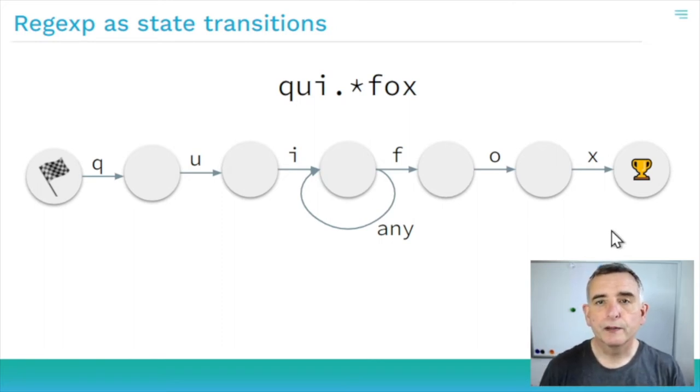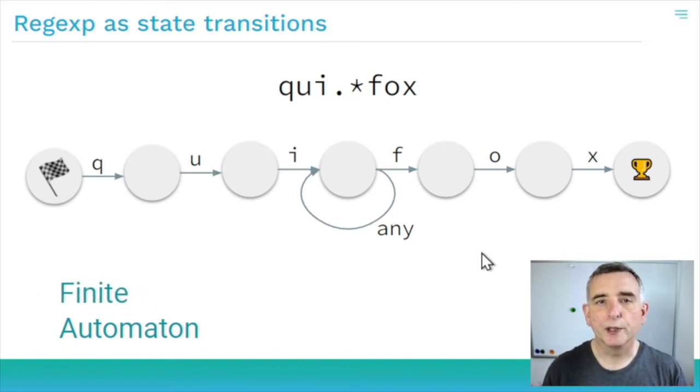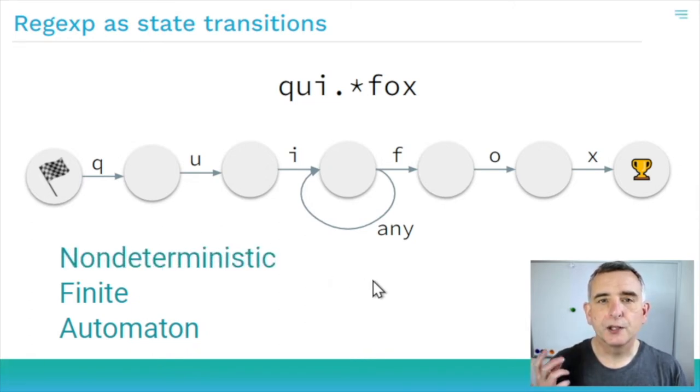So this thing is known as an automaton. It's a little machine, and it's just following very simple instructions. It is a finite automaton because there are a fixed set of states. And it is a non-deterministic finite automaton. So that's a bit complicated.